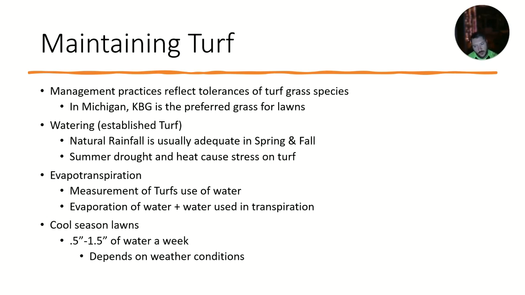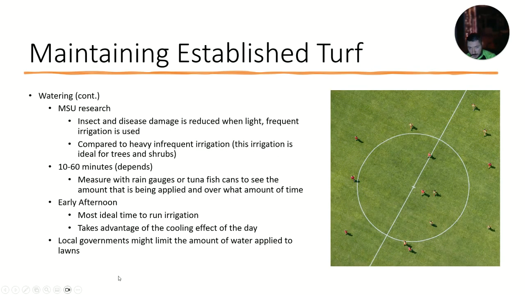Cool season lawns generally require about a half inch to 1.5 inches of water a week, which is surprising because you watch people's irrigation systems and they're laying down an inch a day. They're throwing it down. But again, that all depends on the weather conditions, right? If we have a ton of rain, shut the irrigation off. If we don't have a ton of rain, well, might want to turn that irrigation up.